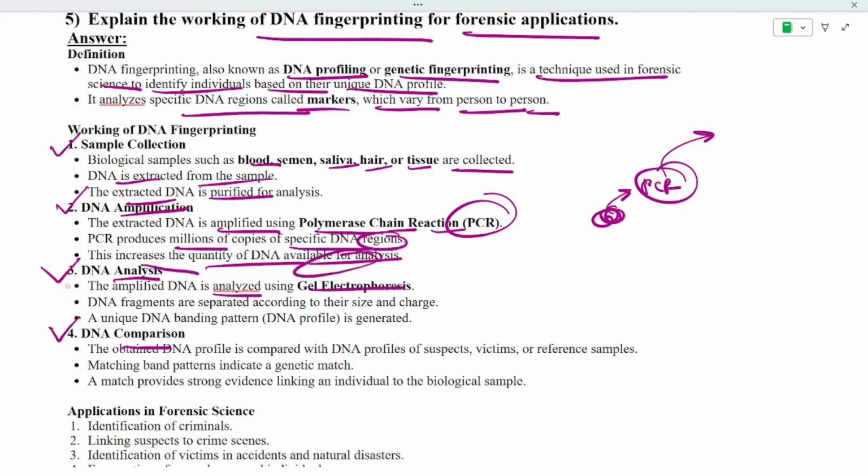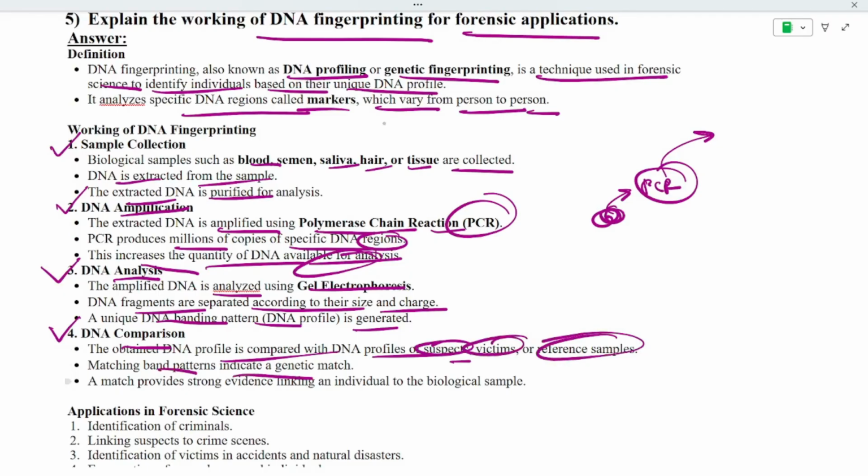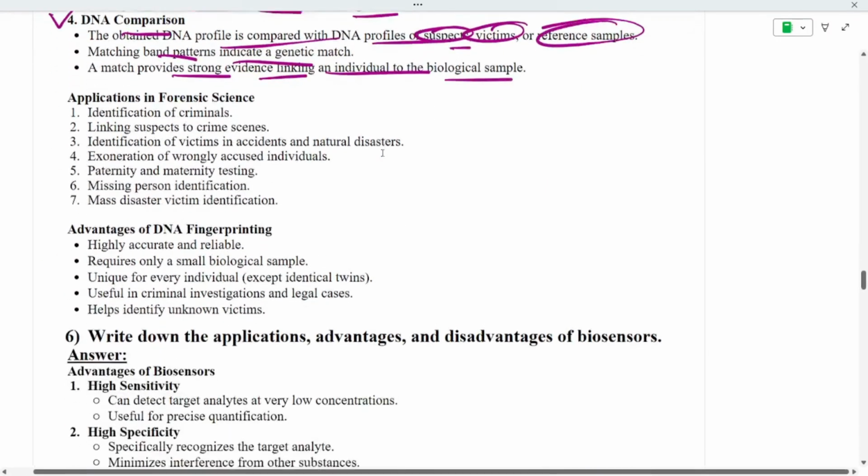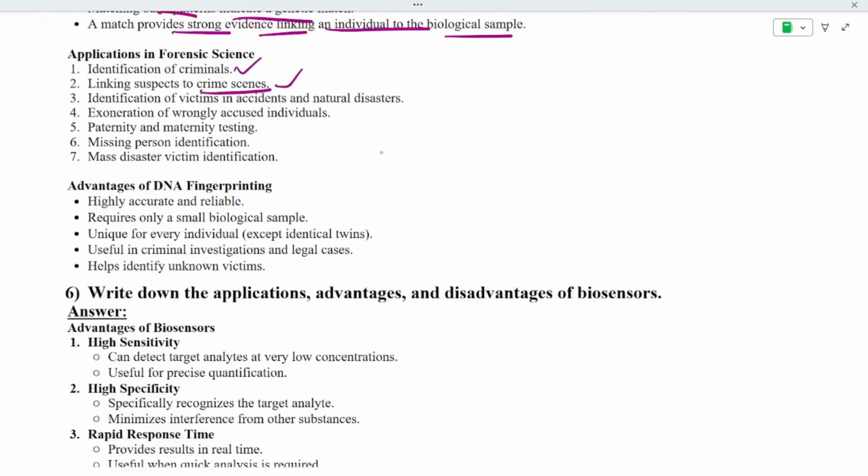Analysis is done using gel electrophoresis, and the fragments are separated according to their size and charge, and the DNA banding pattern is generated. Now it will be compared with the profile of the suspect, victim or reference sample which is given, and the band pattern is identified. Strong evidence links an individual to a biological sample when they match, and they compare each of the samples and check whose it is. It helps identify criminals in crime cases, identify victims in accidents, wrongly accused individuals, paternity and maternity testing, missing person identification, and mass disaster victim identification.